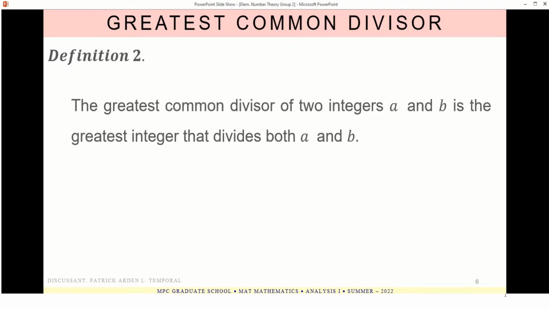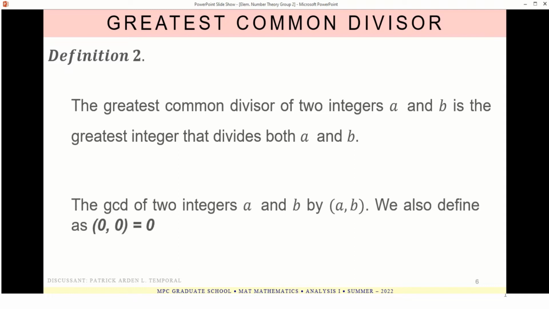The greatest common divisor of two integers a and b is the greatest integer that divides both a and b. The GCD of two integers a and b, written (a, b), we also define (0, 0) to be equal to 0.